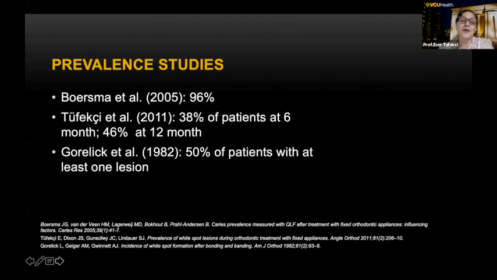So this is actually in agreement with a well-known study that is cited in every white spot lesion study or publication, which is from the group Gorelick et al. That was published in 1982. According to Gorelick, about 50% of our patients will develop at least one lesion during their orthodontic treatment. So I think it is a fair number to say that at least half of our patients will have some kind of white spot lesions.